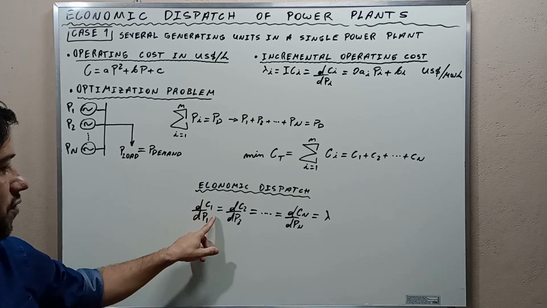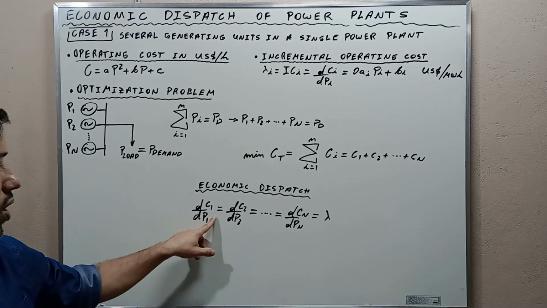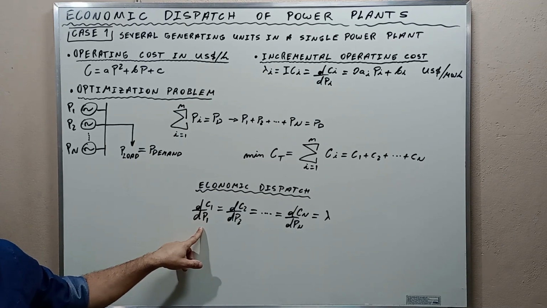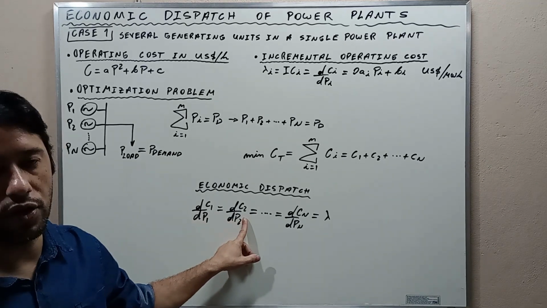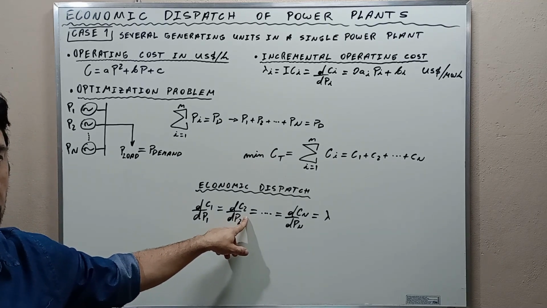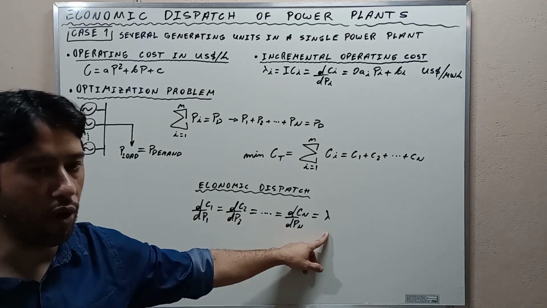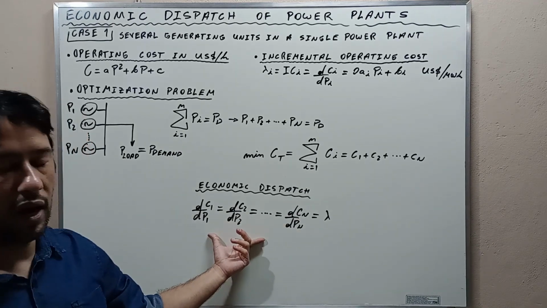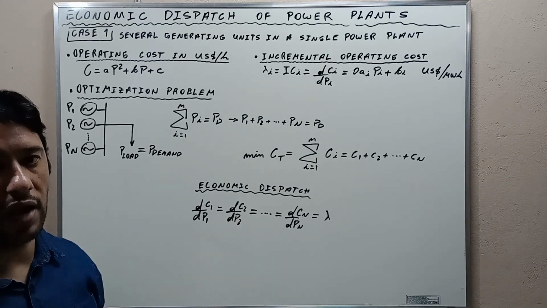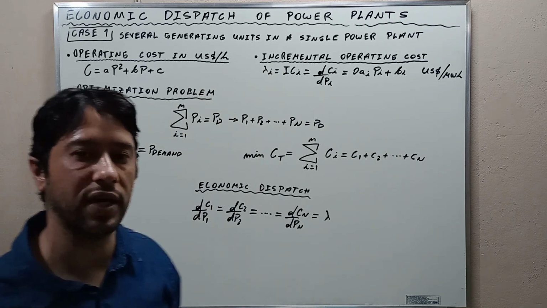That is, the derivative of the cost of operating generating unit 1 with respect to its own output power has to be equal to the derivative of the cost of operating generating unit 2 with respect to its own output power, and so on. When they all are equal, then we have optimal dispatch. Okay? That's the theory. Let's go to exercise 1 now.